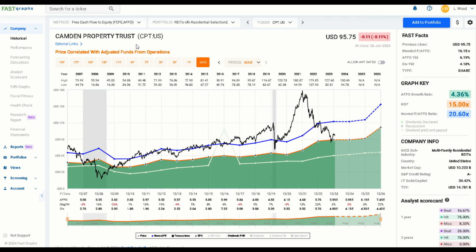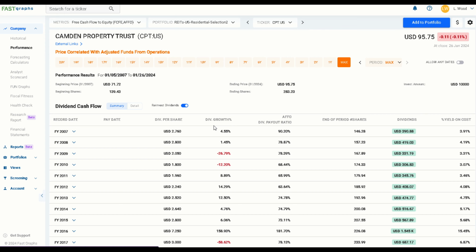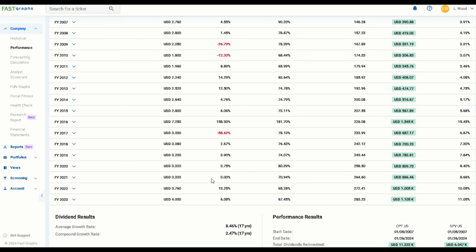Camden Property Trust is one that I am looking at a little bit more closely. I will do a more detailed video. First off, S&P credit rating A- again, long-term debt to capital ratio of about 40% seems safe. Normal price to AFFO ratio of about 20 to 21, which is good. Dividend yield about 4%. That's looking good. On long-term performance, they do have a long-term history here. The dividend increases have been choppy over time.